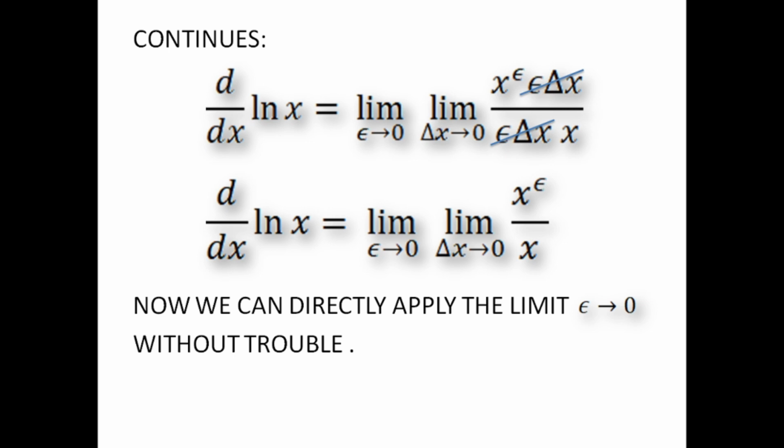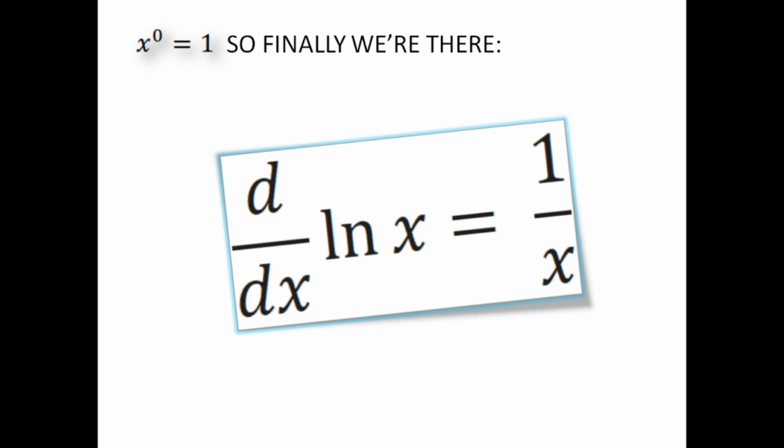We have not substituted 0 yet, but look, we don't have epsilon and delta x troubling us. So we can simply put epsilon equal to 0 now without much trouble, and x power epsilon becomes 1. So we have finally d by dx of ln x is equal to 1 by x.